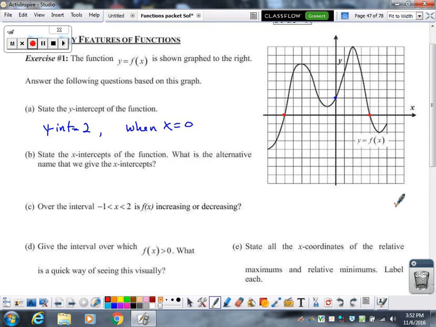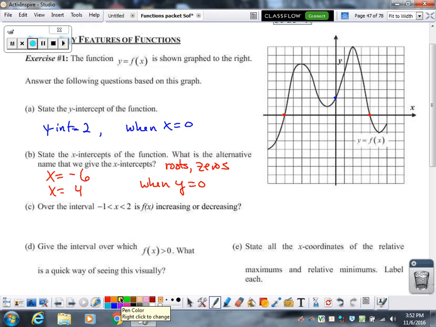And let's count them: -1, -2, -3, -4, -5, -6. And the other one, 1, 2, 3, 4. X equals +4. As you know, we have other names that also represent the x-intercept. They're also called the roots. The graphing calculator calls them the zeros. X-intercepts, either way, it's when y is equal to 0.